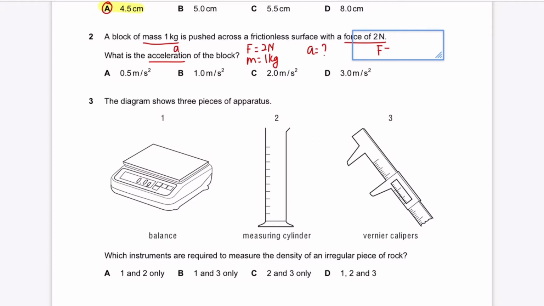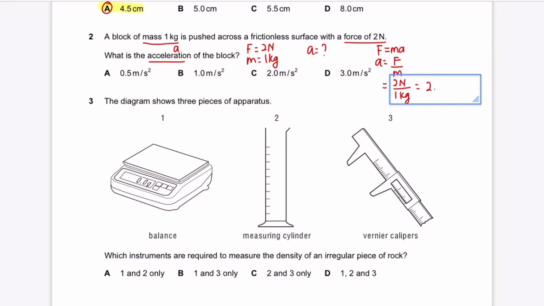F equals ma, which is Newton's second law. To find acceleration, we need to make a the subject. So a is equal to force divided by mass. Force is 2 Newton and mass is 1 kilogram. 2 divided by 1 is still 2. So 2.0 meter per second square, as noted by the units of acceleration. So the answer is shown by option C, which is 2 meter per second square.